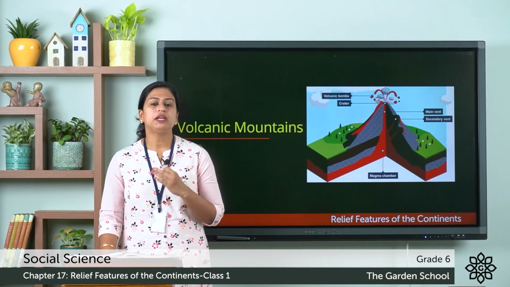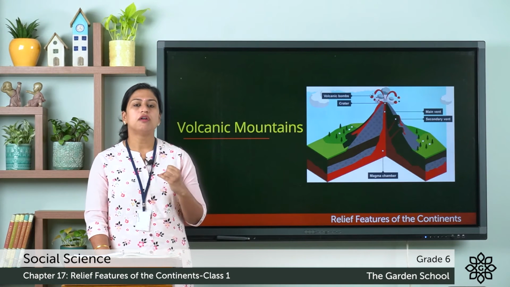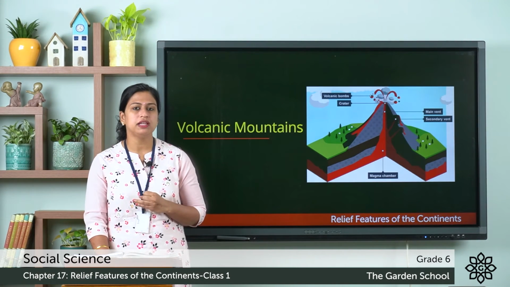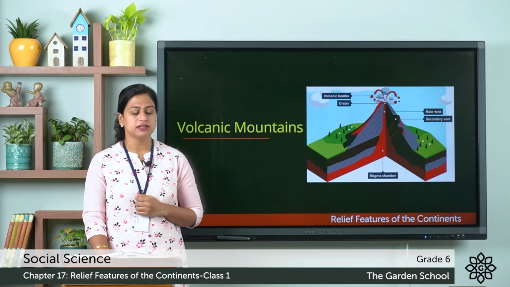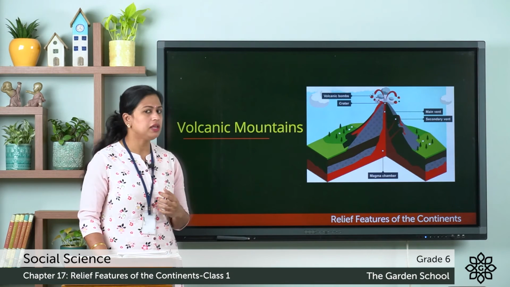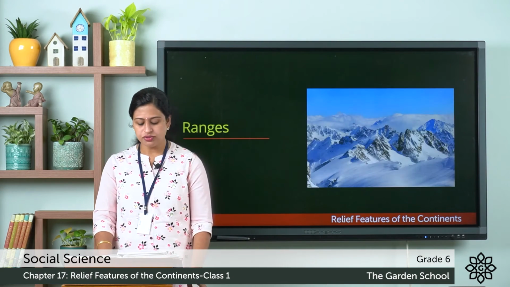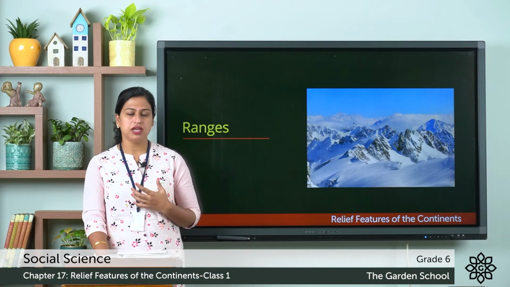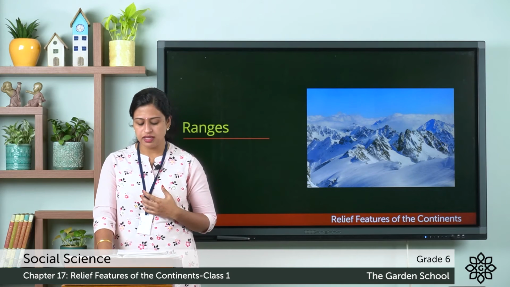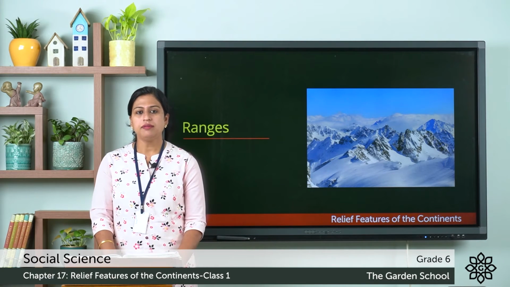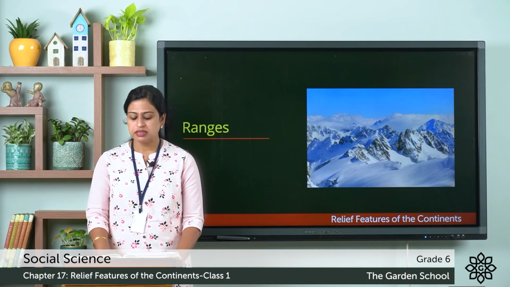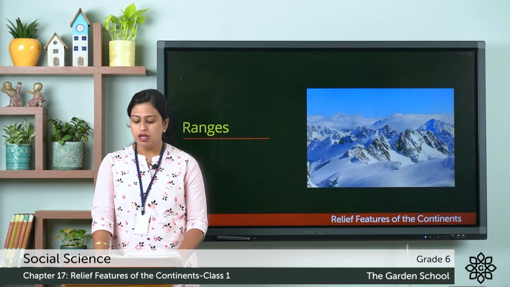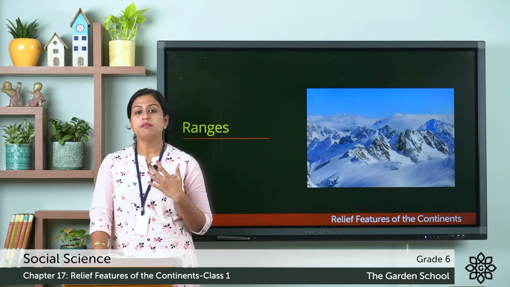So, there are three types of mountains, that is fold mountains, block mountains and volcanic mountains. Now, here these mountains occur in long chains known as ranges, and a group of mountain chains or ranges is known as the mountain system. And mountains are the most thinly populated region, but they are immensely important to us.